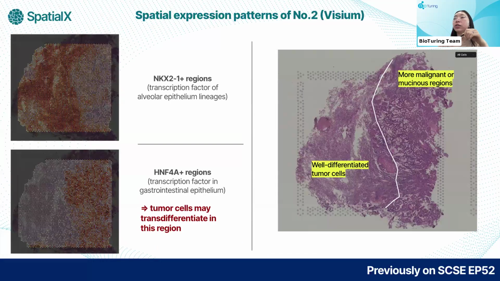Okay, and now jumping into what my findings are going to build upon. Previously on episode 52, Hazel presented this spatial tissue here, which comes from lung adenocarcinoma. You can see how the authors have been able to segment this tissue into two major regions. The region on the left denotes well-differentiated tumor cells, and the region on the right denotes the more malignant or mucinous regions. You can already see by the morphology of the cell shape here that these cells are quite different from the cells over on the left here.